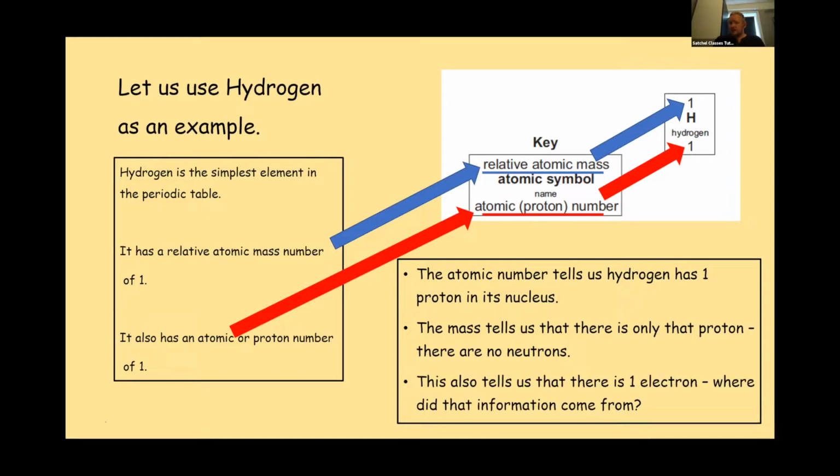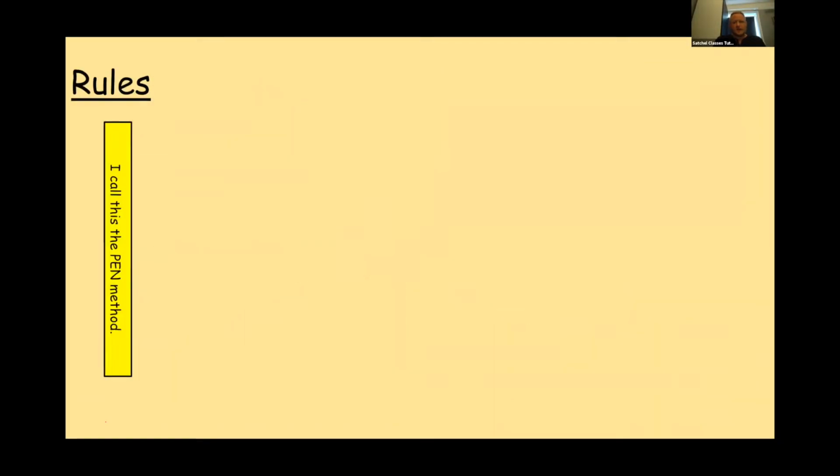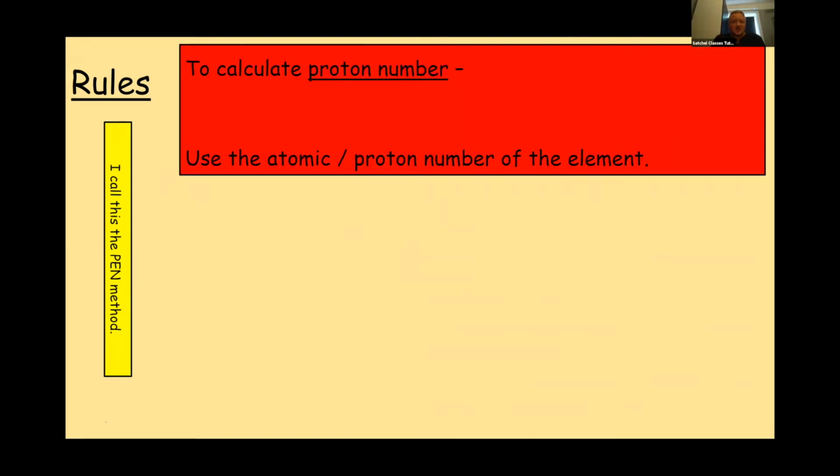This did also tell us that there is 1 electron, but where did that information come from? Well, let's take another look. I call this the pen method. You may have been taught something similar by your teacher in school. You may have seen something on the internet, but to calculate the proton number, dead easy. Atomic or proton number of the element. That's my P part for my pen method.